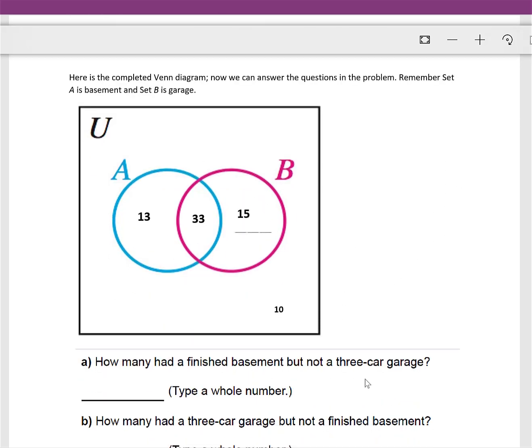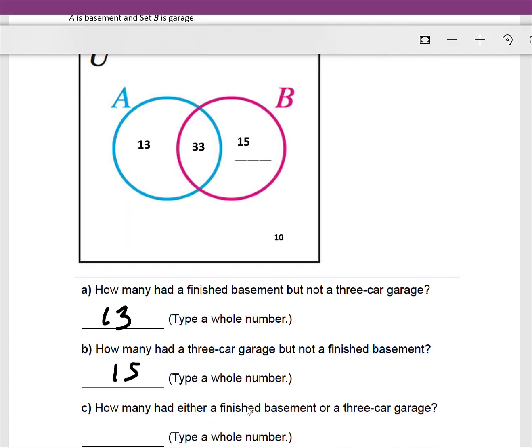So had a finished basement, not a 3-car garage. So this is going to be 13 right here, 13. How many had a 3-car garage but not a finished basement? That's going to be 15. And then finally, how many had either? And remember, we just added those up, the 13 plus the 33 plus the 15, and that is 71.